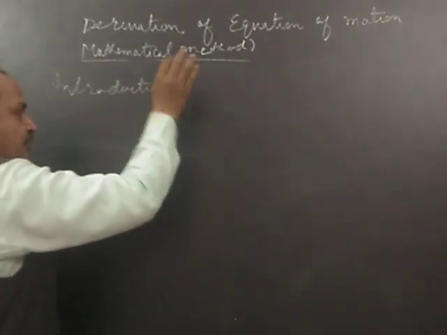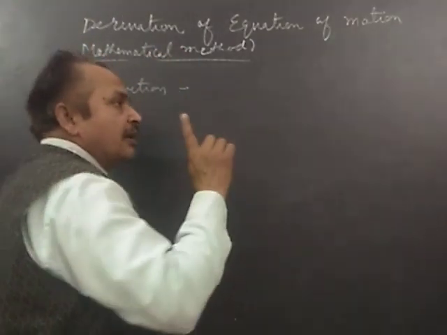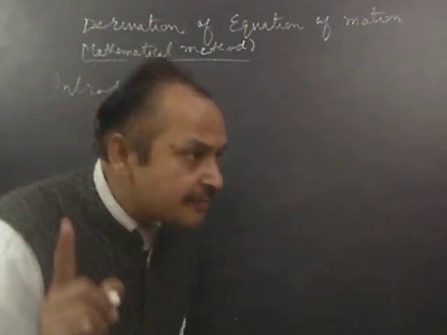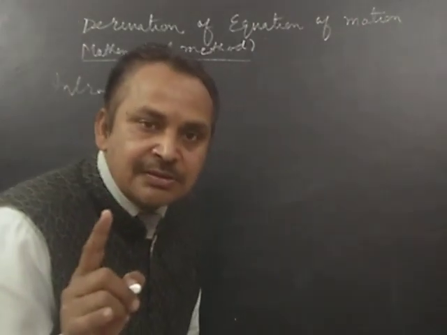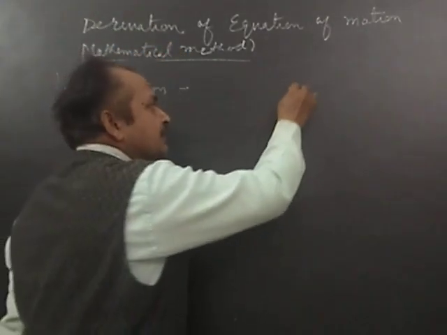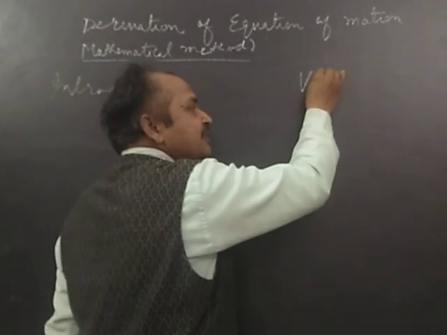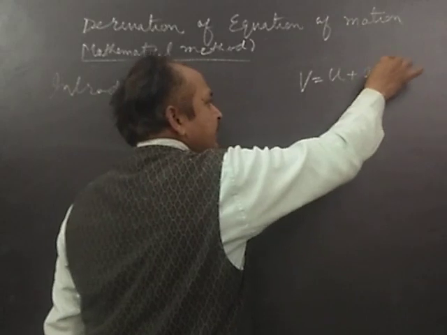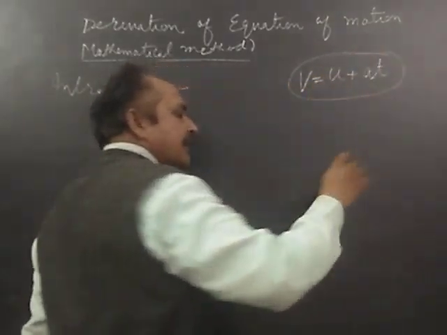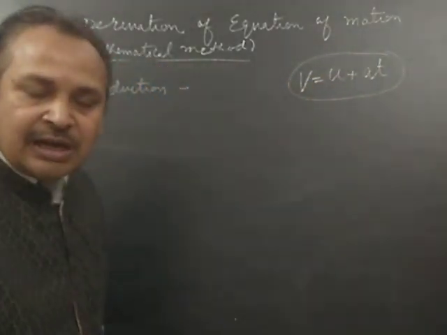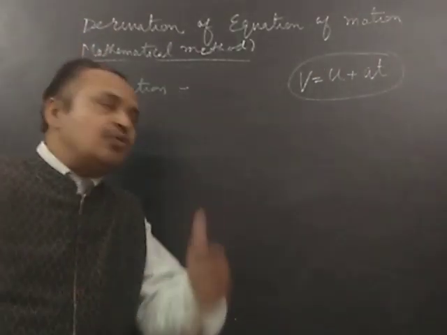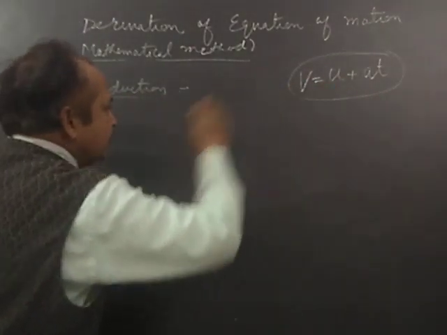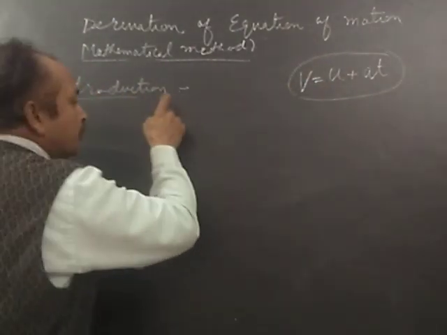Now, first of all, let me check. We are going to derive the first equation of motion. And what is that? Very good, you know. My first equation is v is equal to u plus at. Just keep responding to the questions, and we will do the best. So first I will introduce what all these things are. So how do we write the introduction?